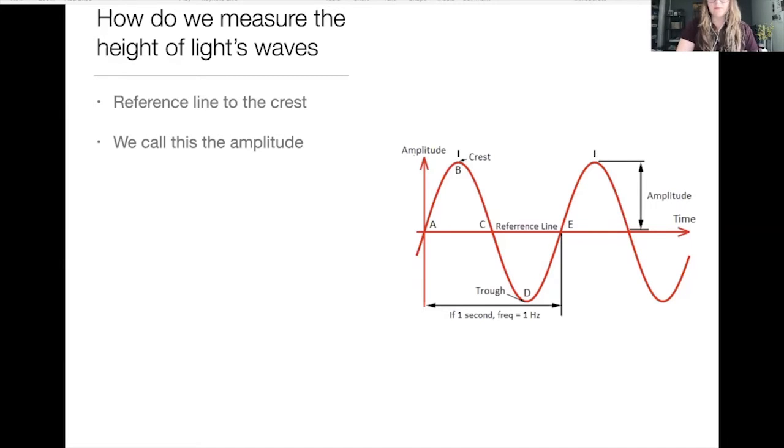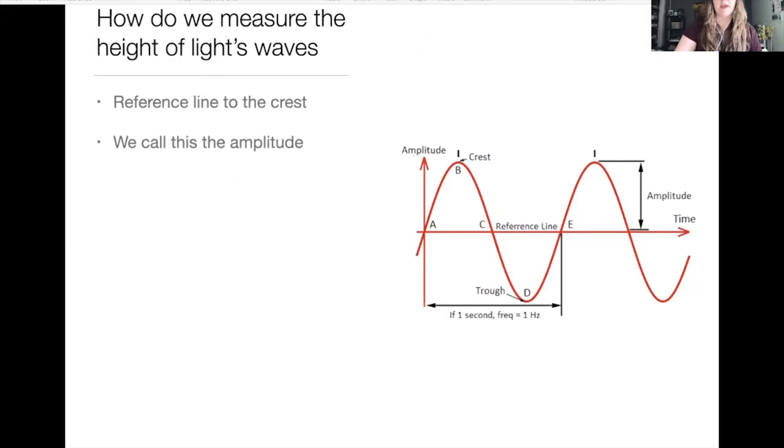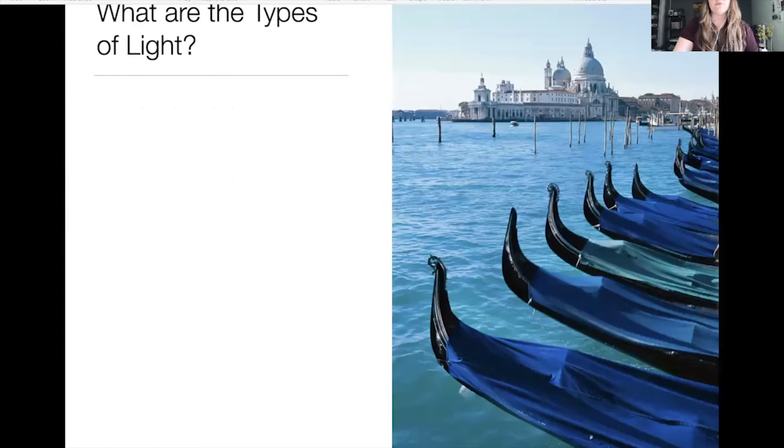So just to recap, a wavelength can tell you the type of light, because every different type of light has its own wavelength. And then the amplitude can tell you the intensity or the brightness of that light. So what types of light are there? There are 7 different types of light.